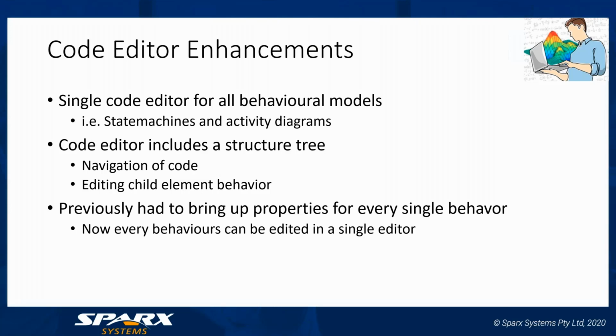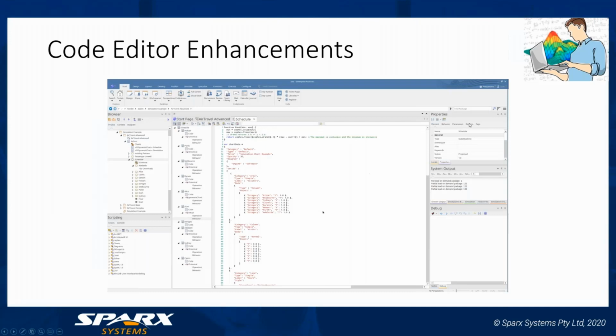So the new code editor includes a structure tree for navigating your code and allows you to edit the child element behavior and click down and use it as an index as well. Just an example, opening up here. We have a bunch of behaviors on different elements, and all we need to do is click down each of these and we'll get focus on our code window. So no closing, no opening, no floating windows. It's all in the nice code editor area.